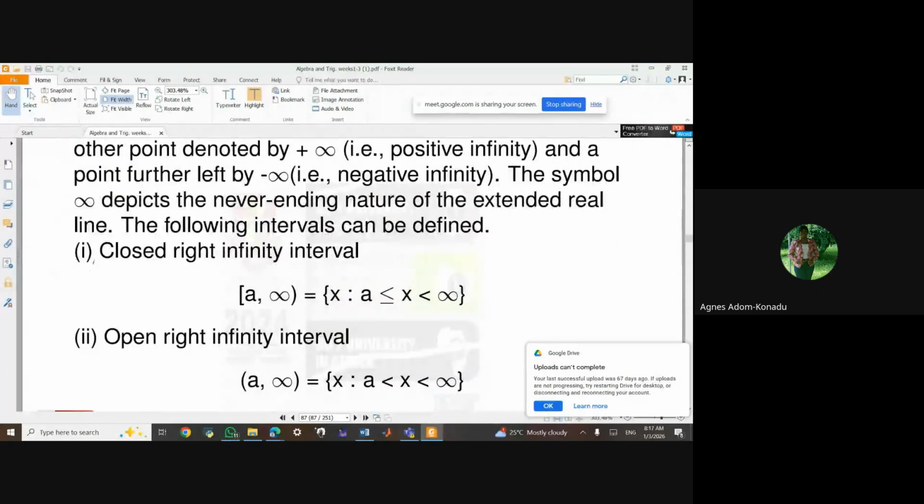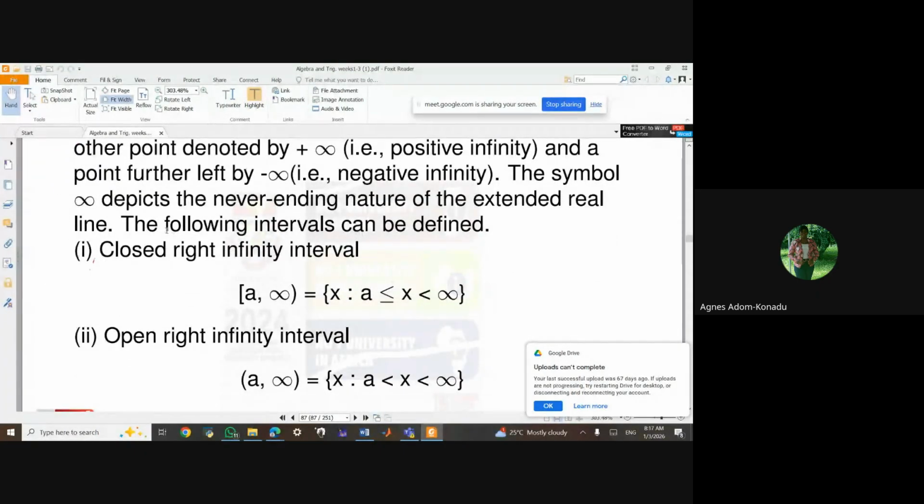And when we take the real line, we have the following intervals. We have what we call the closed left infinity interval, and the closed right infinity interval, and we write it like this. Anytime you see a square bracket like this, it means that the value there is part of the interval we are looking for.